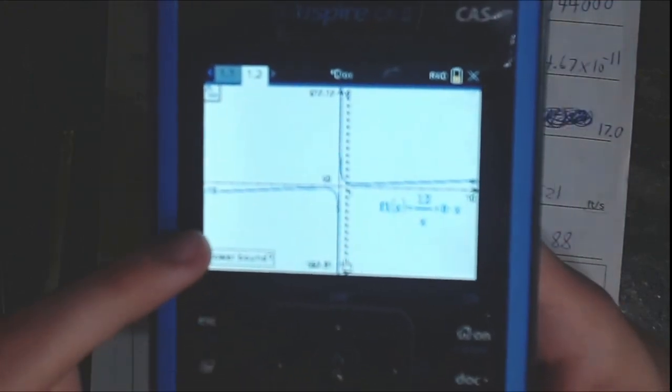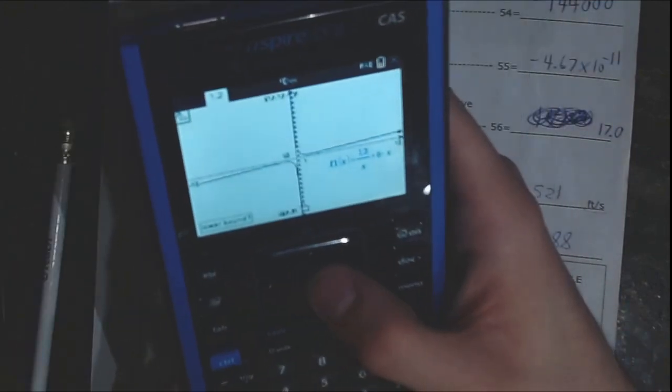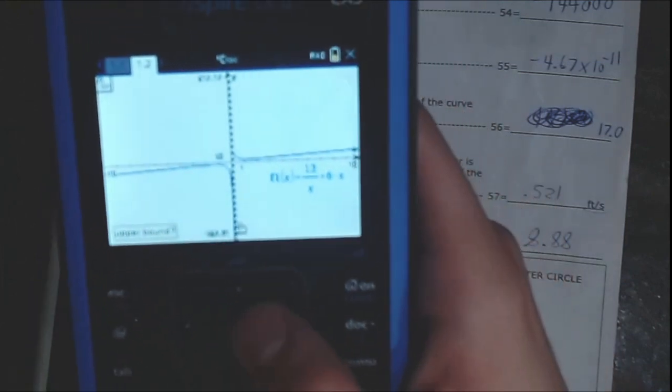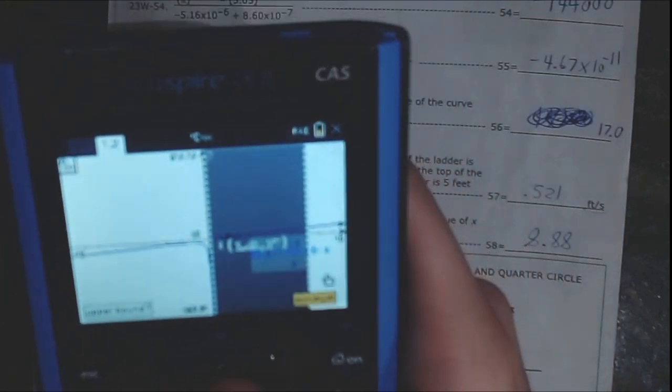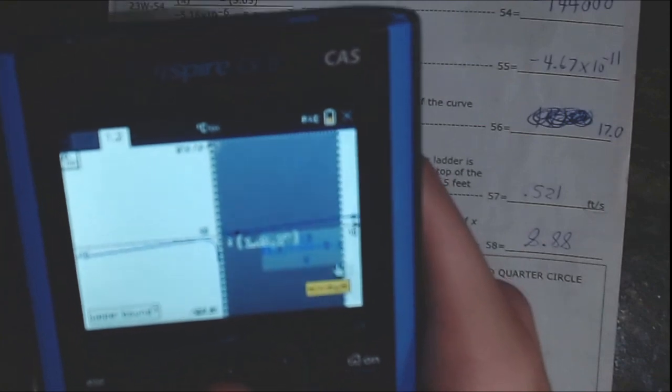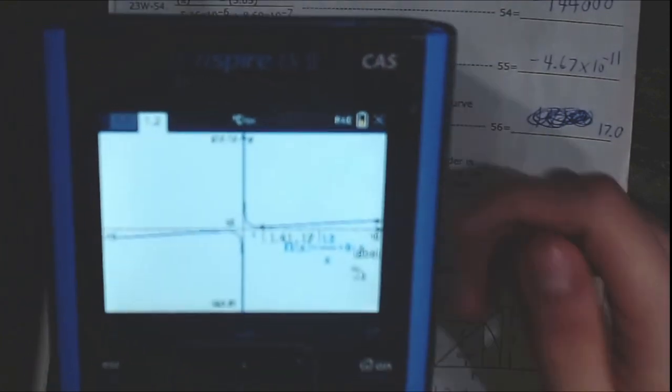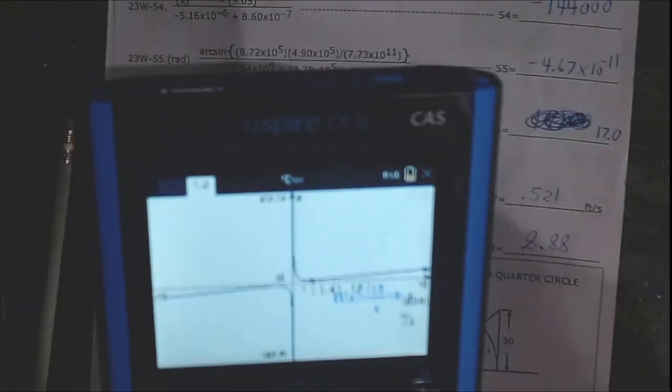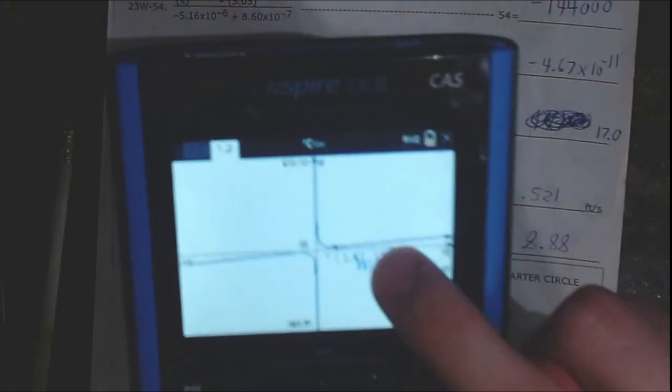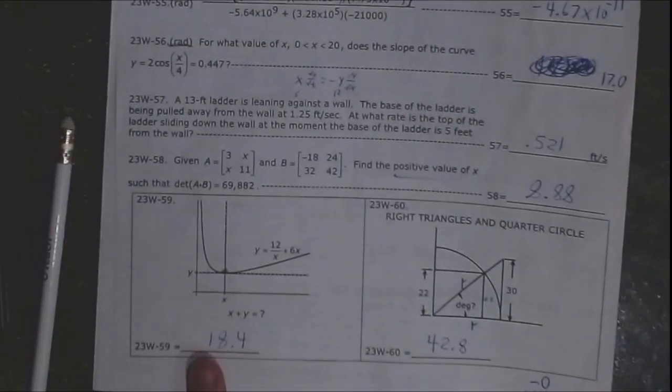And so it's asking for the lower bound. So I'll put it somewhere here. And the upper bound doesn't matter. I just kind of put it all the way out here. And I get that the coordinates of my minimum are 1.41 and 17. So I just add those and I get 18.4, which is my answer.